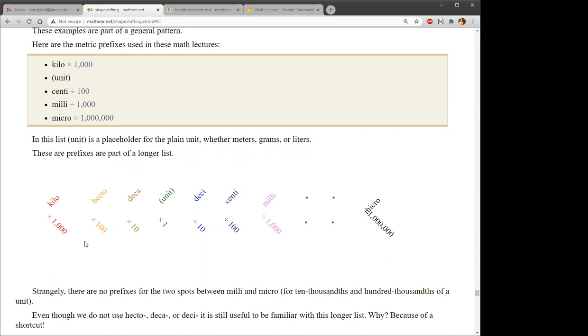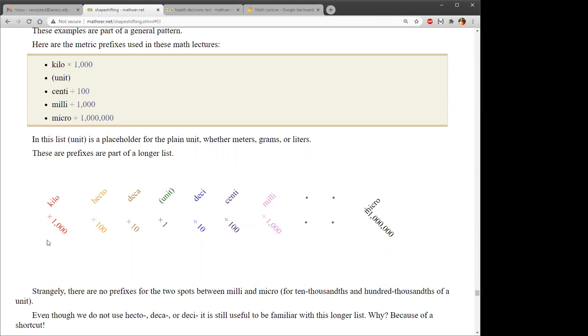And in the US, you will never hear about deca or hecto. No one ever says decameters or hectoliters. All we know is kilometers and kiloliters and kilograms. So we can ignore hecto and deca almost. Kilo is the important one.